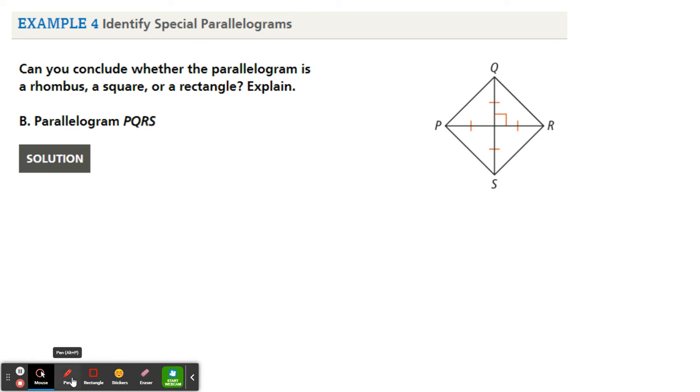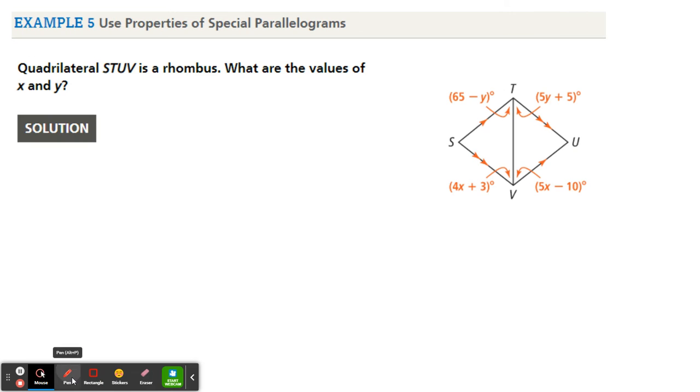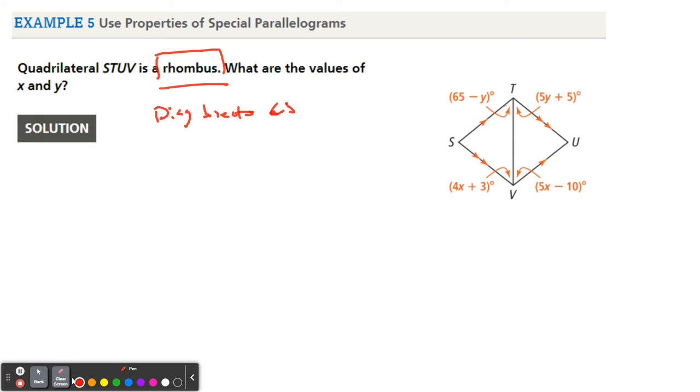All right. Next. Okay, it says quadrilateral STUV is a rhombus. So what are the values of x and y? So we know that in a rhombus the diagonal bisects a pair of angles. So we know that these angles up top are congruent. We know that these angles on bottom are congruent. The ones on bottom both involve x's. So let's just set them equal to each other.